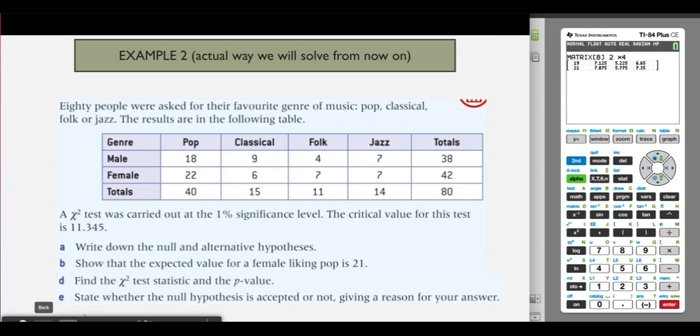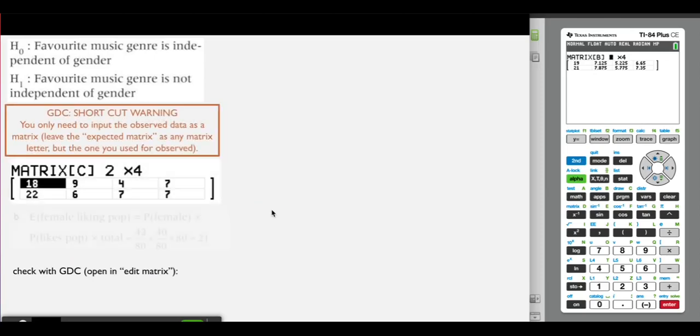So let's do that. For female, we're going to have 42 were female out of a total of 80, 40 liked pop out of a total of 80, and then we multiply that by 80 in order to have our expected value. And in fact, we do get 21. So use the calculator to make sure your answer is correct, but always show your working out for this question.